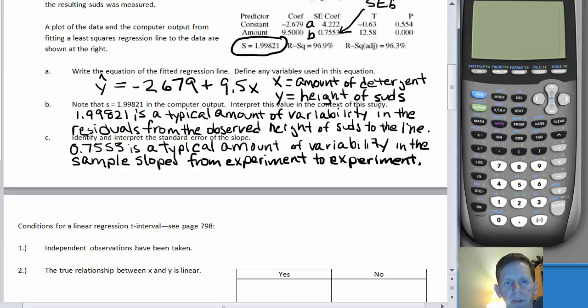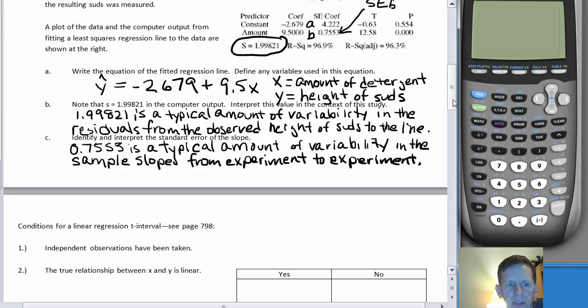Now that we've reviewed how to read your computer printout, what we're going to do next is talk a little bit about how you set up a linear regression t-interval. The conditions you can find in your book on page 798. I'm going to take you through what those conditions are, and there's actually 4 for this experiment.